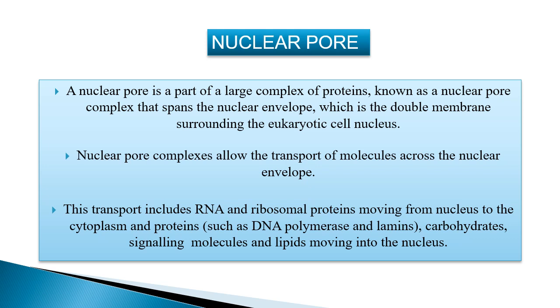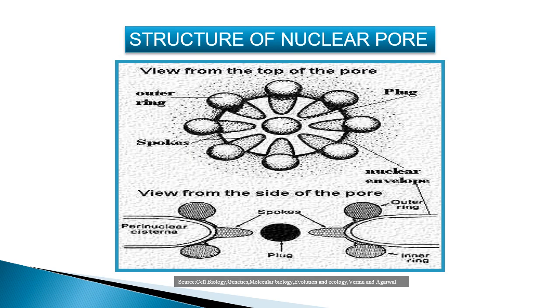The nuclear envelope disappears during cell division and reappears during nucleolar organization. This transport includes RNA and ribosomal proteins moving from the nucleus to the cytoplasm, and proteins, carbohydrates, signaling molecules, and lipids moving into the nucleus. The entire nuclear pore complex has a diameter of about 120 nanometers in vertebrates.